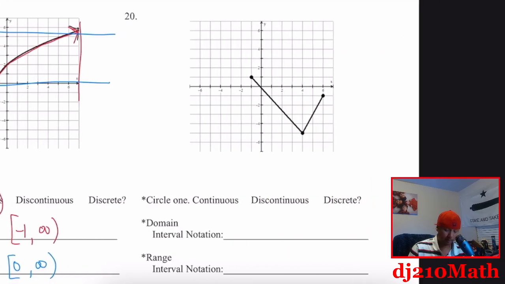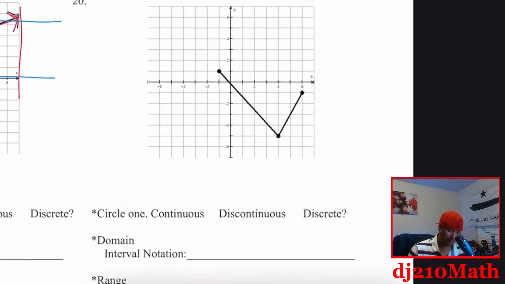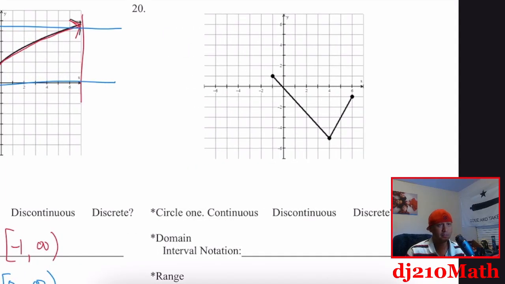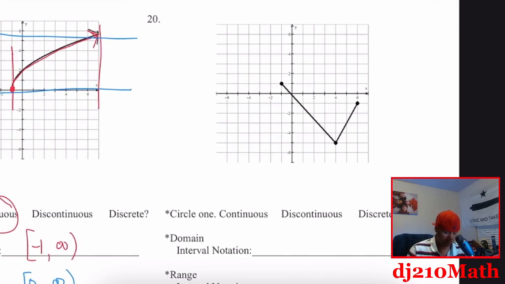All right, we made it, ladies and gentlemen. The last problem, number 20. Here we go. This one's easy. It's just one piece, right? Even though it has this turn in it, that's okay. It's still connected, right? That's what we're looking for. Is it connected? That's what it's asking. So yes, this is continuous. Continuous function.